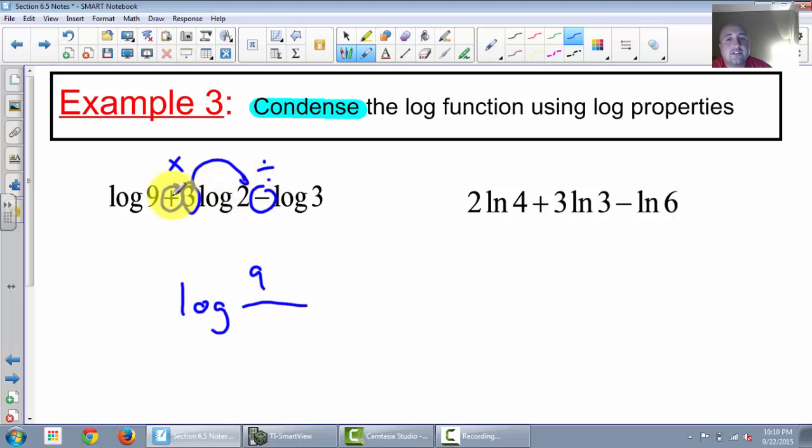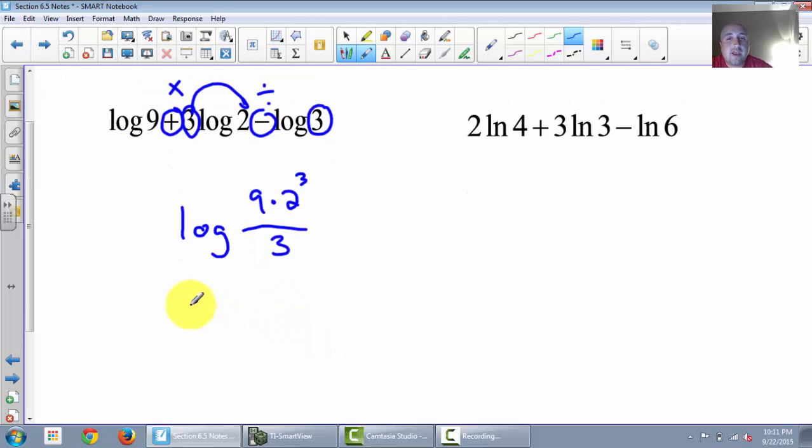Okay, so this 3 is the exponent of the 2. So I have times 2 to the 3rd power all over 3, which is on the bottom because it's minus 3. All right, and then what you need to do is just do that math there.